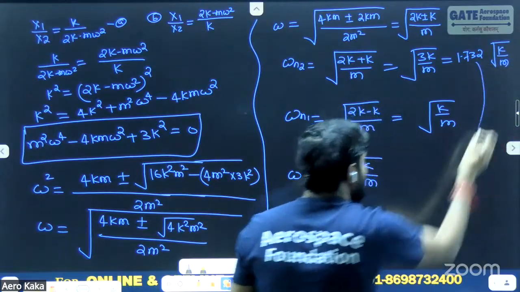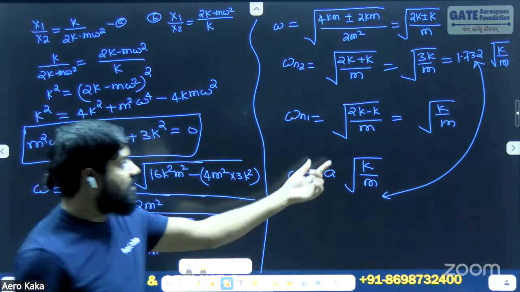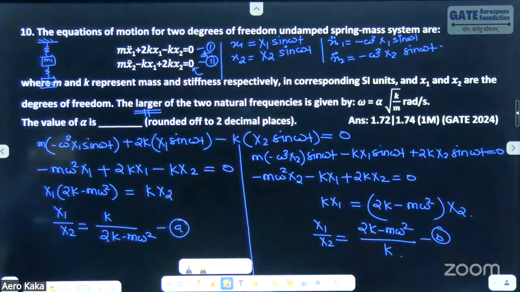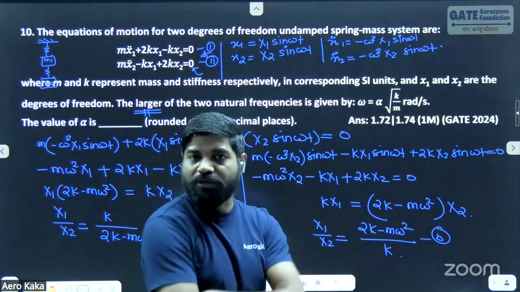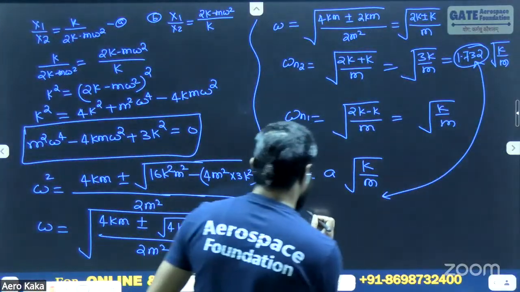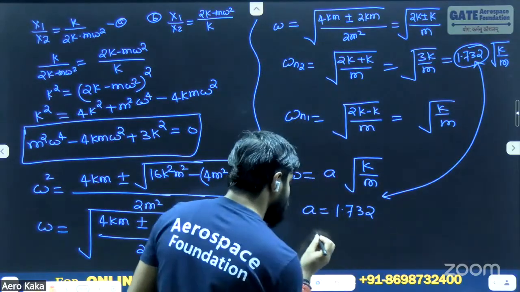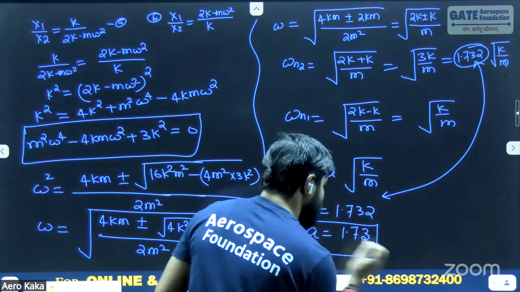Could you compare the highest value of frequency with this? It is going to be 1.732. Could you tell me what the answer is? Yes, that's what they are getting. So if you want to write this particular value, we are getting 1.732. That's root 3 only. Up to 2 decimal places, we can write 1.7. That's the answer.